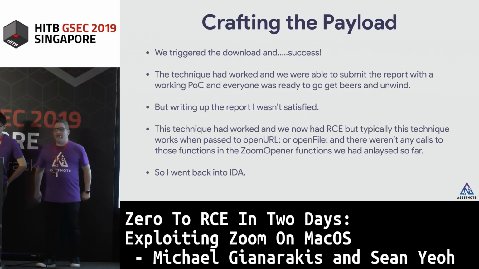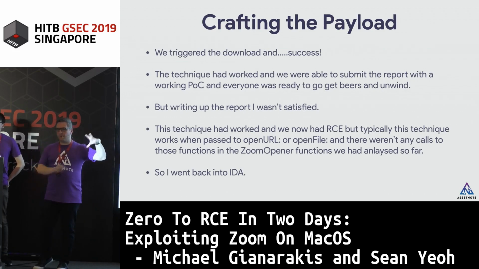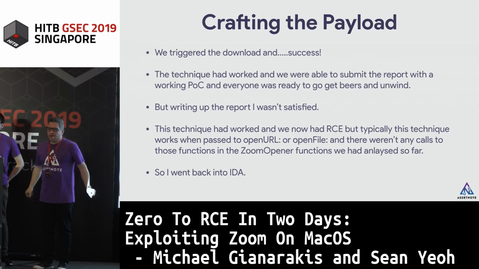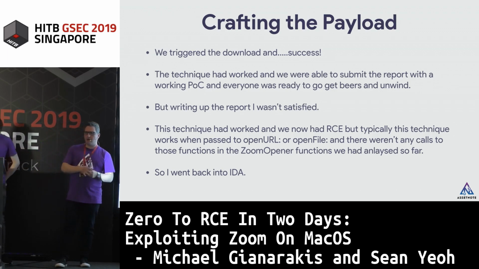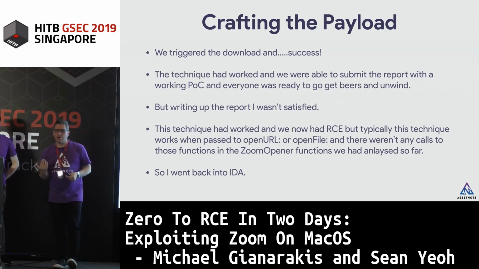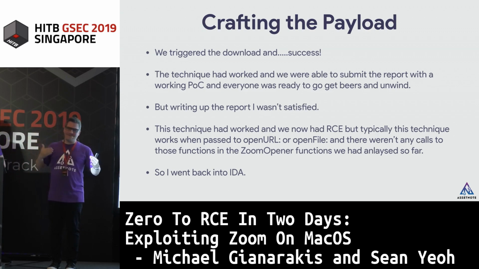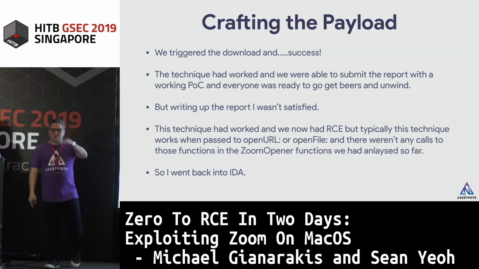So we triggered the download and, success, it all worked, right? We were able to submit the report. We had a working POC. Everyone was ready to go get beers and be done with this bug. But I was writing up the report and I wasn't really satisfied, because if you remember the flow, or at least what we'd understood at that point, it was passing it to this installer binary. And Shubs was like, oh, don't worry about it, man. It's probably just the installer binary opens up different files and whatever. I'm like, no, it doesn't. That's not how it works, mate. So I wasn't satisfied. These guys were ready to be done with it. So I'm like, that's cool, I'm going to dig into it a little bit more.